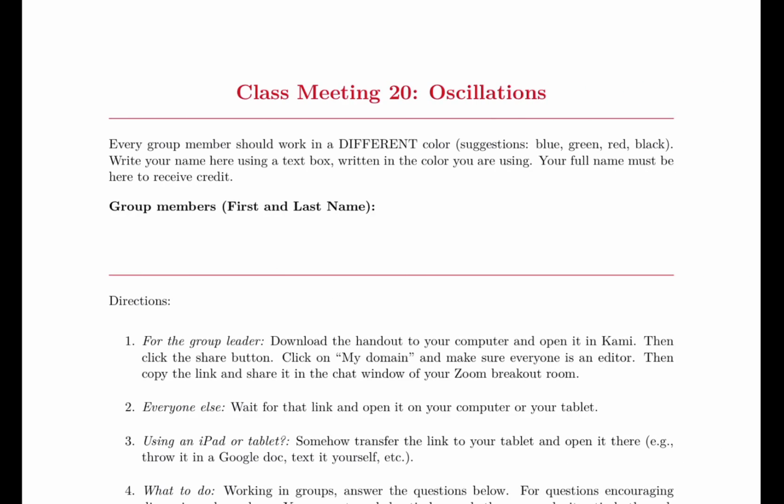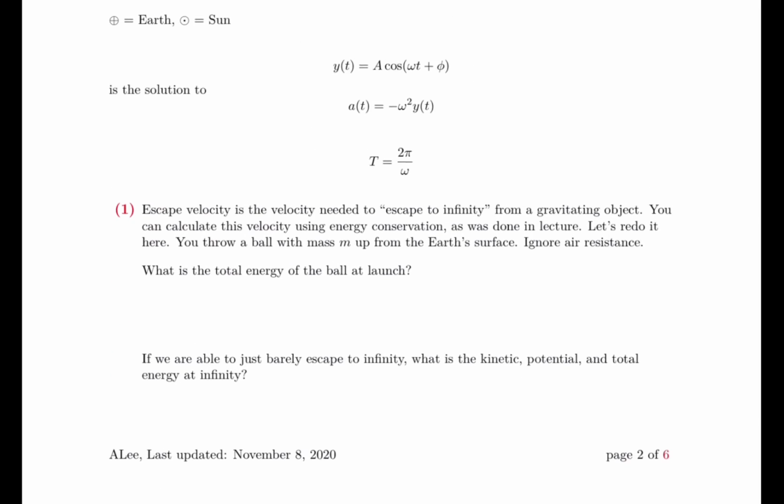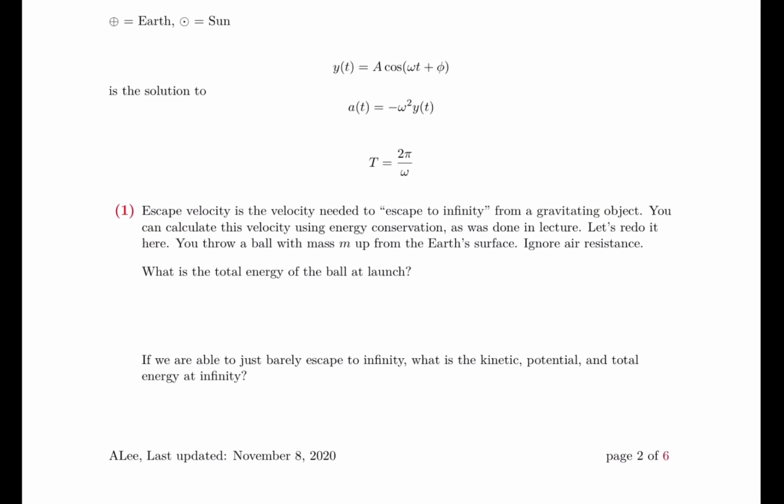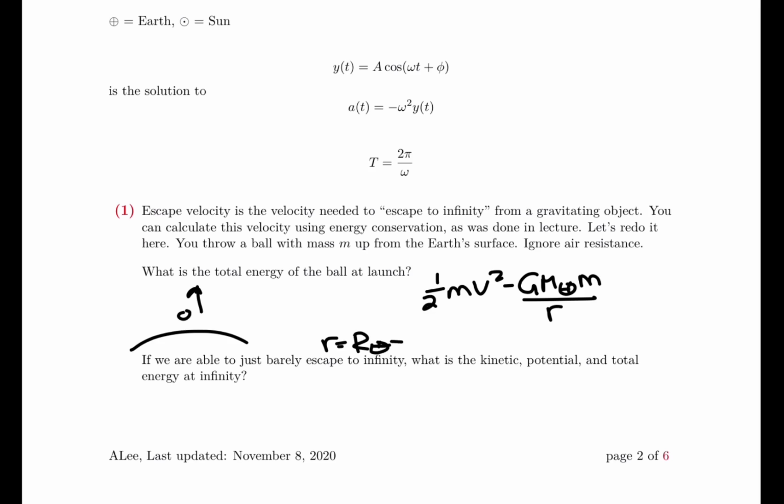All right, oscillations. Escape velocity is the velocity needed to escape to infinity. You throw a ball off the surface of the Earth with some initial velocity. What is the total energy initially? So here, I say it's 1/2 mv squared minus G m Earth little m over r, where r is the radius of the Earth plus the height you're off the surface of the Earth.